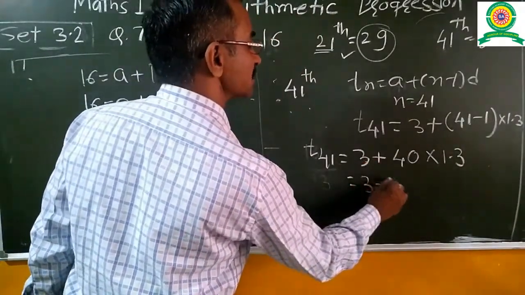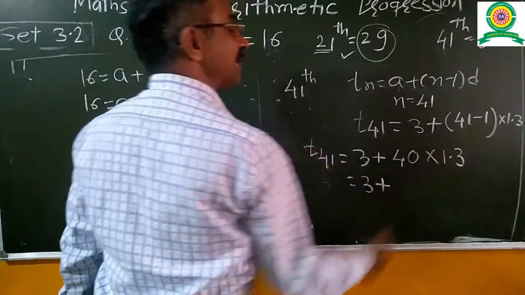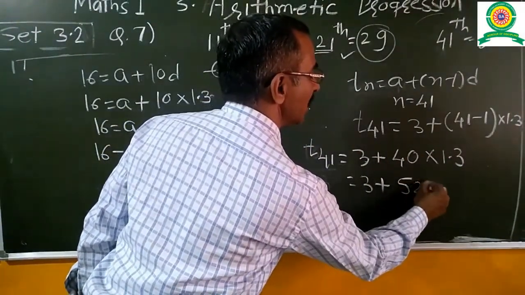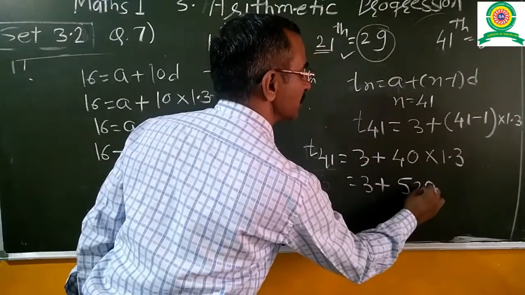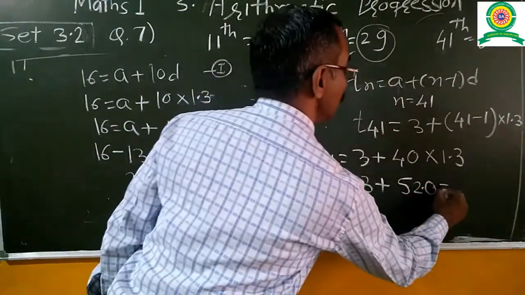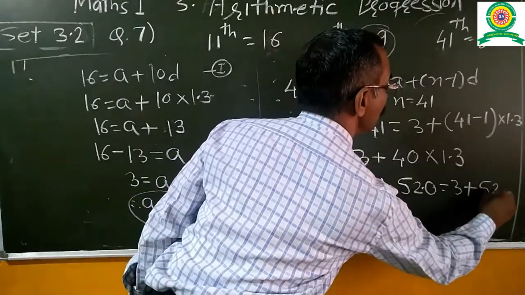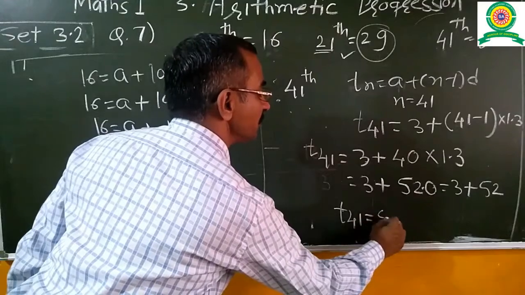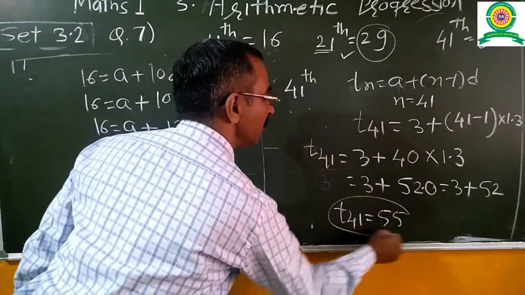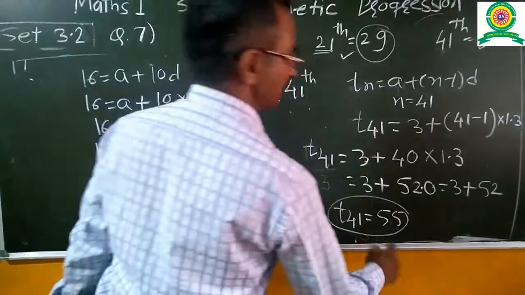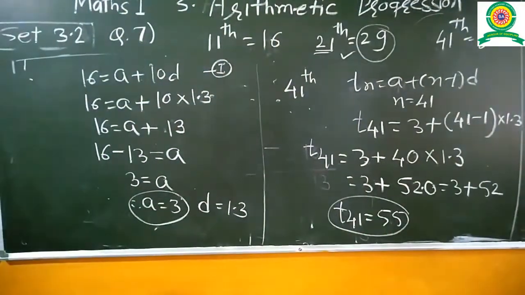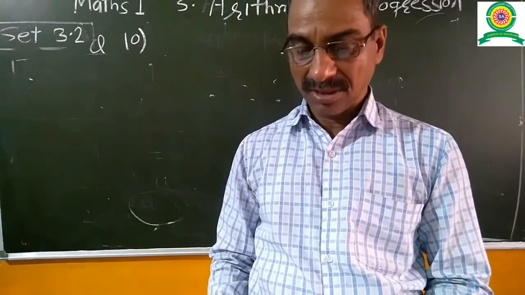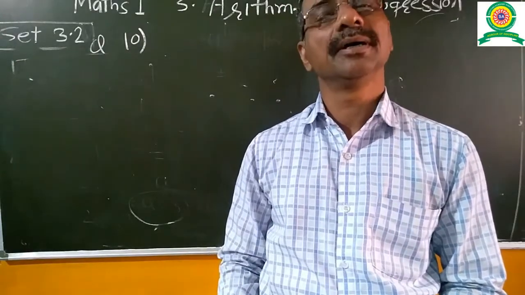By multiplying, we get 520 and with one decimal point, it becomes 52. So 3 plus 52, therefore T41 is equal to 55. We get the value of the 41st term, which is 55. Examples 6, 8 and 9 are similar. You will try to solve example 9.